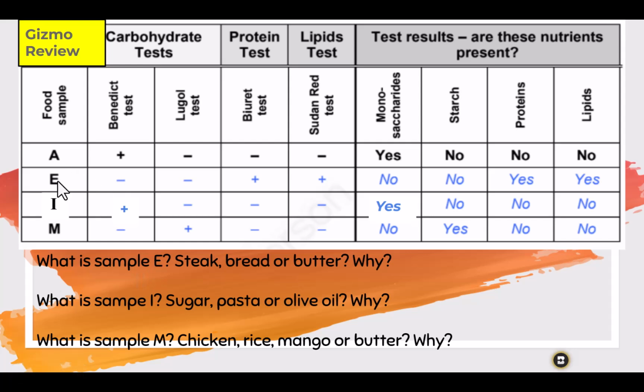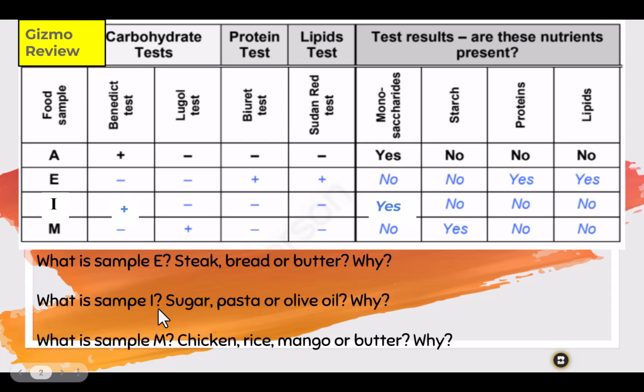So, for example, sample E, we had to decide if it was steak, bread, or butter. Looking at the test results, we see that sample E tested positive for protein and positive for fats. So the best answer is steak because both protein and fat were present.